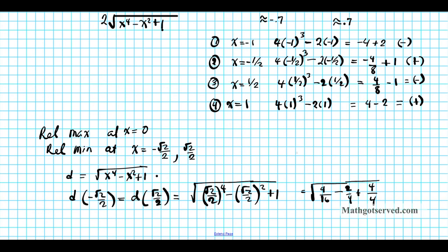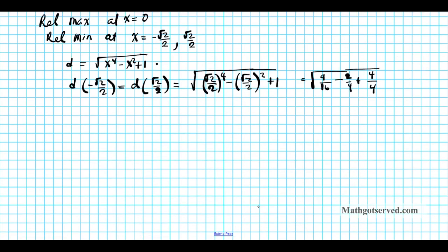We can divide the 4 over 16, we can reduce that to 1/4. So we have 1/4, and then evaluate these two, we have plus 2/4, which equals the square root of 3/4, which is root 3/2. Okay, so that's the minimum distance.